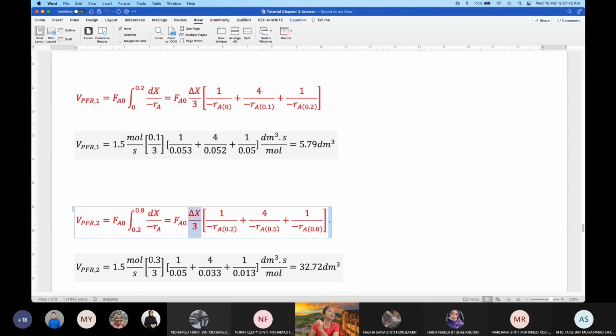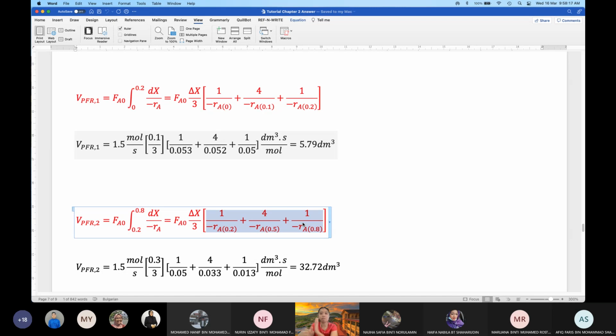So delta X done, divided by 3, then in the bracket, we have 3 points. So 1 per minus RA at your initial X, which is 0.2, plus 4. 4 ni pun, kadang-kadang sudah pun terlupa letak 4. Bila saya keep reminding ni, bukannya apa, sebab memang this is a mistake that students tend to do. So macam sayang lah. Sebenarnya student tahu nak buat benda tu. So it's a little bit sayang in my opinion. Kalau student dah tahu tapi dia tersalah mistakes yang macam ni. So that's why I keep reminding so that you don't do this kind of easy mistakes. Okay. So 4. Don't forget.